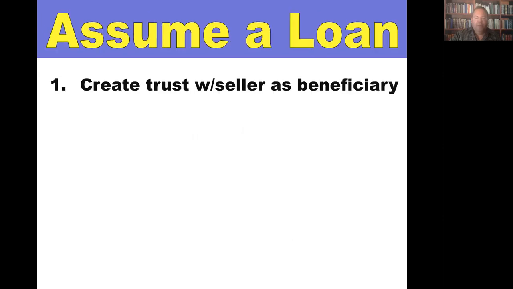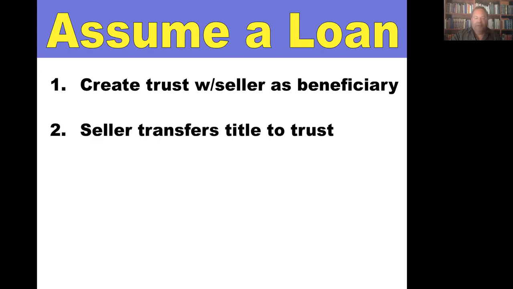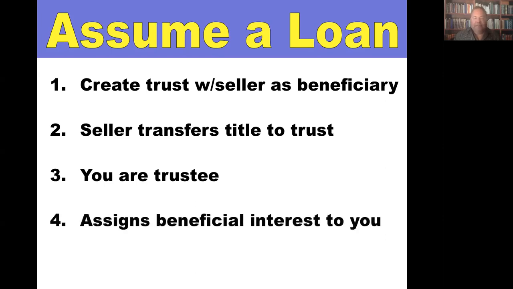Assuming a loan. So you create a trust with the seller as the beneficiary and grantor. The seller transfers title to the property to the trust. You are the trustee here. And the reason I say you be the trustee here is because it's confusing to say to a seller, you're going to put it in a trust and we're going to do the transaction a little out of the unusual way. And by the way, my uncle's the trustee. It just sounds kind of fishy. So I say you be the trustee. It's a lot simpler. And then they're going to assign their beneficial interests in the trust, like we discussed earlier, to you or your LLC.